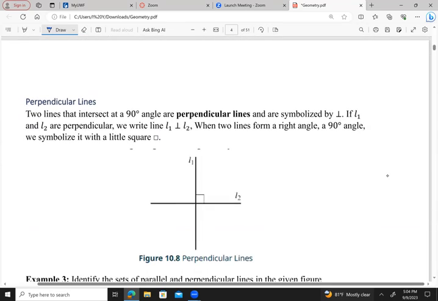Perpendicular lines, two lines that intersect at a 90-degree angle, are perpendicular lines and are symbolized using this symbol here. Looks like an upside down capital T. If L1 and L2 are perpendicular, we write L1 perpendicular to L2. When two lines form a right angle, or 90-degree angle, we symbolize it with a little square, which we have right here.